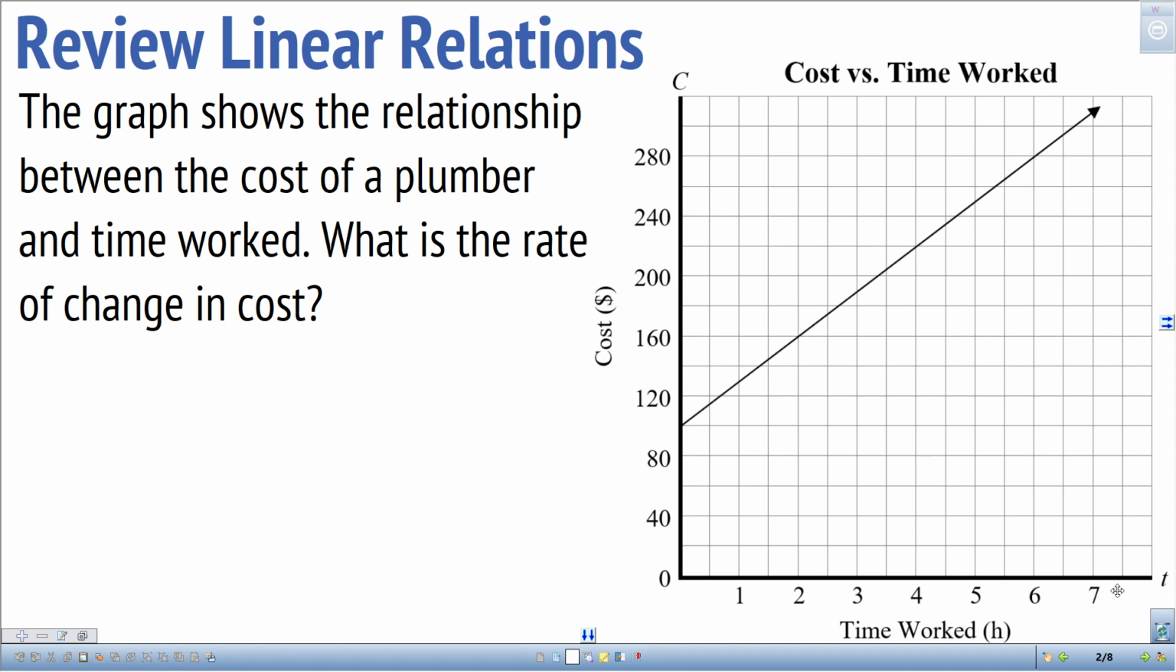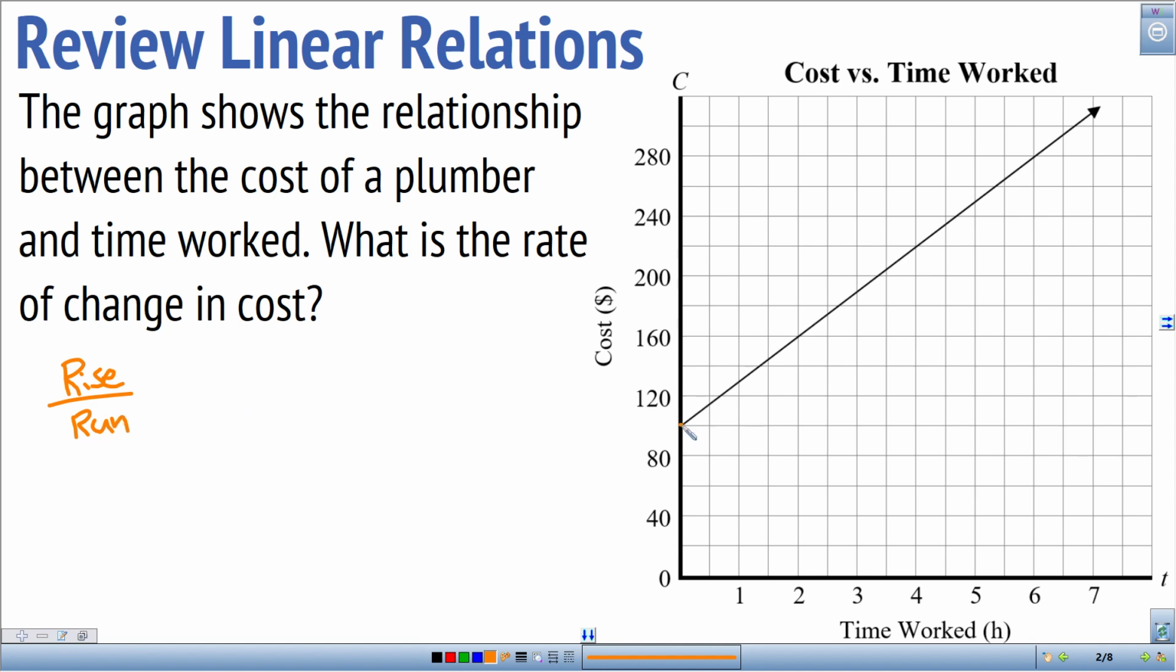So the graph shows the relationship between the cost of a plumber and time worked. What is the rate of change in cost? So basically, I want to know how much this plumber charges every hour. So remember, one way that we can do that is we can find 2 points along this graph, and we're going to then find the rise over run, right? So I'm just going to write that down, rise over run.